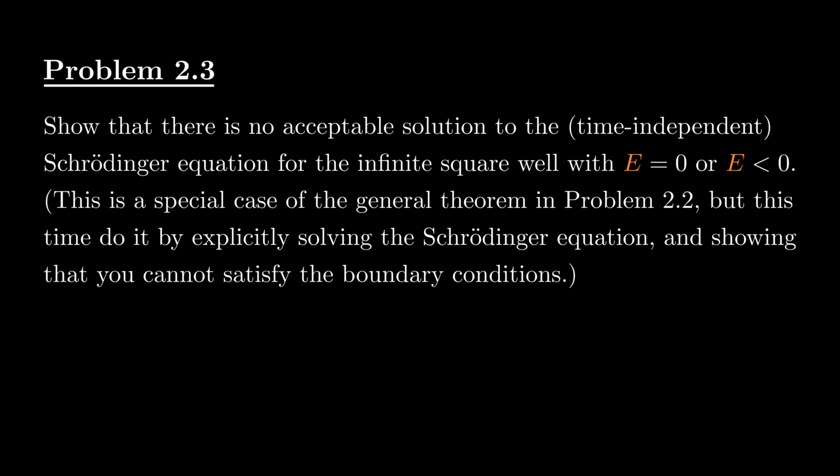Let's now switch to problem 2.3. In this problem, we're asked to show that there is no acceptable solution to the time-independent Schrödinger equation for the infinite square well when the energy is equal to 0, or when the energy is less than 0. This is actually a specific case of the general theorem discussed in problem 2.2, but here we're going to solve the Schrödinger equation explicitly and show that for these energy values, we cannot satisfy the boundary conditions.